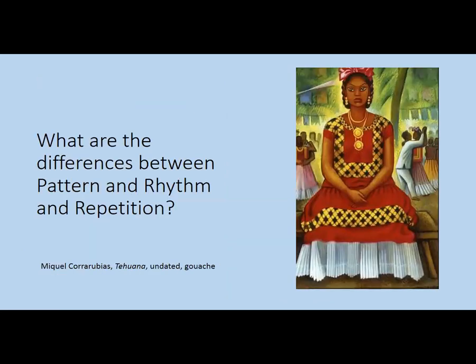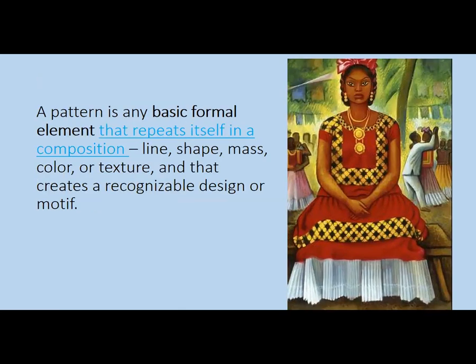In a previous chapter, we learned about patterns. So what are the differences between pattern and rhythm and repetition? A pattern is any basic formal element that repeats itself in a composition, such as line, shape, mass, color, or texture, and that creates a recognizable design or motif. That sounds kind of like rhythm and repetition, but there's a key difference.